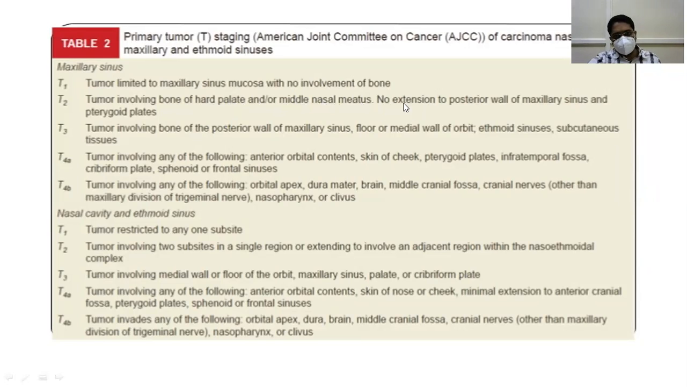Here, note there is no extension to the posterior wall and pterygoid plates. This is important, and there will be no posterior spread. Just remember like this: both start with P, posterior maxillary wall and pterygoid plates. That's why in T3 you will have involvement of the posterior wall of the maxillary sinus. In T4 you have involvement of the pterygoid plates. In T3, along with the posterior wall of the maxillary sinus, the orbital walls are involved, mainly the floor and medial wall from the maxillary sinus.